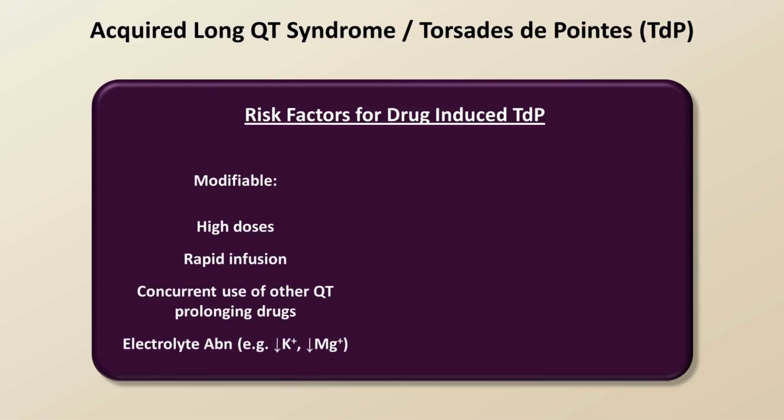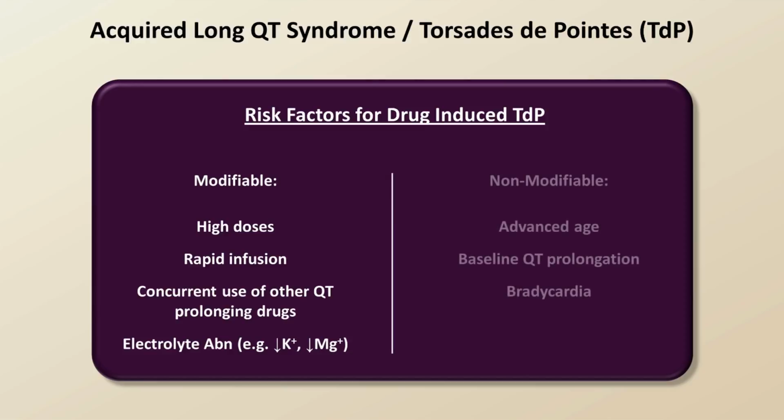Modifiable risk factors include a high dose of the antibiotic, rapid infusion, concurrent use of other QT prolonging drugs, and electrolyte abnormalities, particularly hypokalemia and hypomagnesemia. Non-modifiable risk factors include advanced age, baseline QT prolongation, and bradycardia.